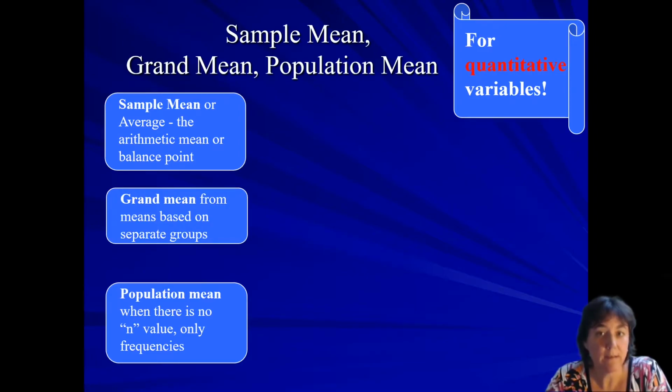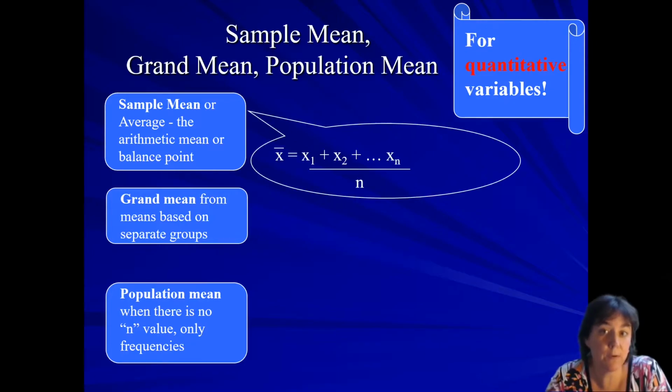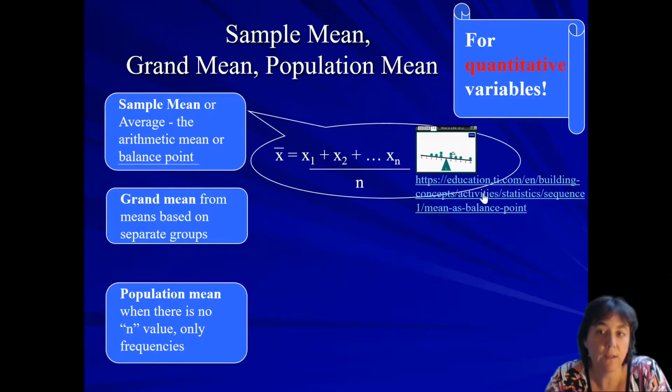How to calculate the sample mean, the grand mean, and the population mean? These measures you can calculate only for quantitative variables, since you need to be dividing things, so you cannot have this kind of measure for ordinal or nominal variables. The sample mean, or the average, is the arithmetic mean or balance point. About this balance point, there's a very nice video that you can check out on this link. Basically, you add up all the values and divide them by the number of elements.